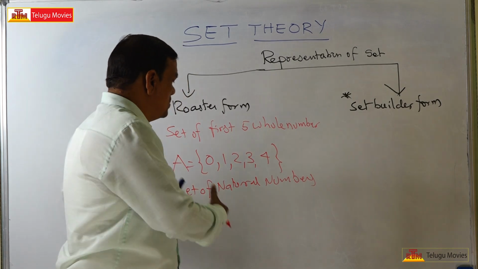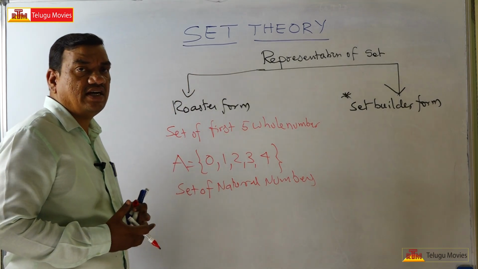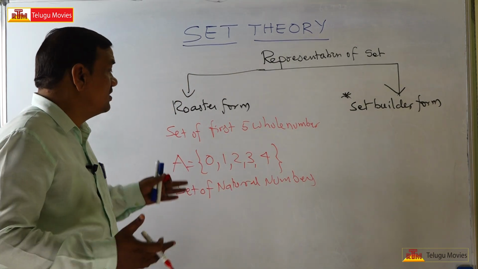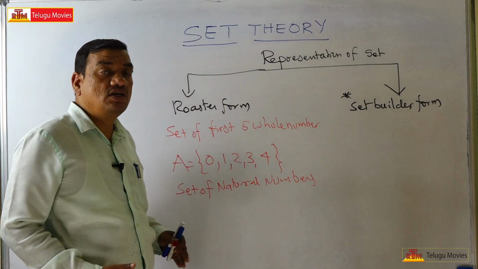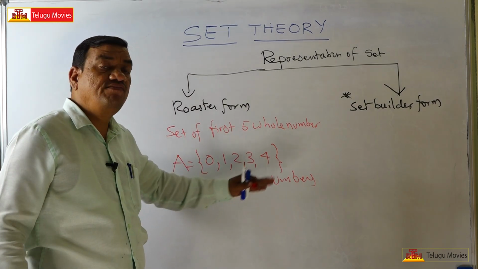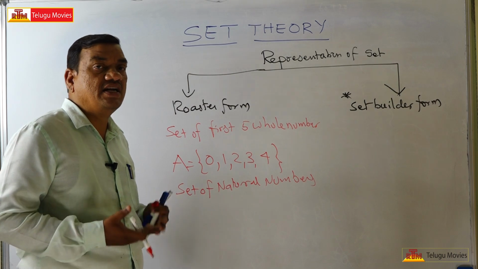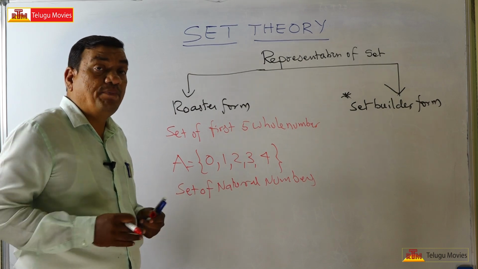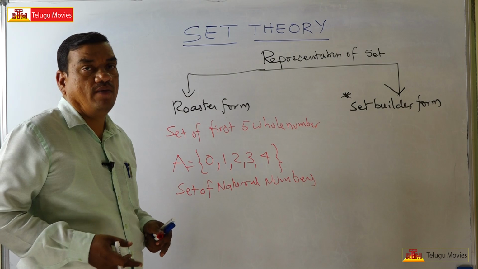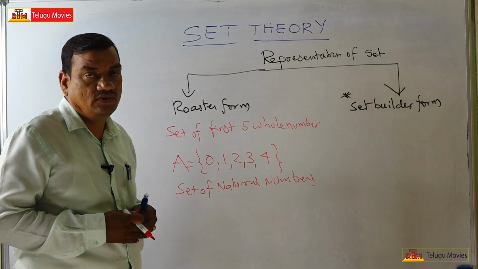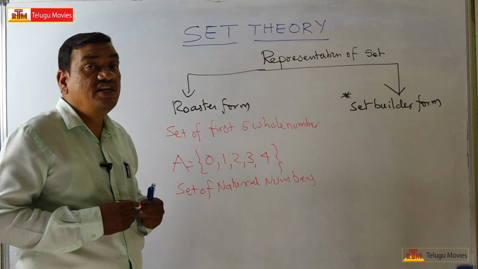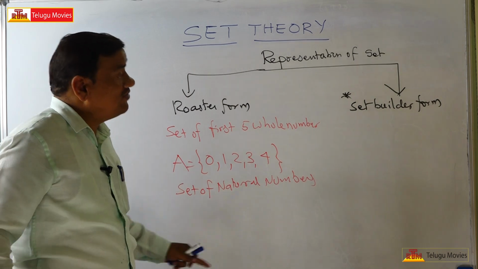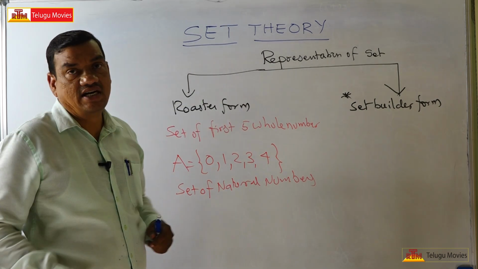Now if there are so many elements in a set, for example 25, 30, if I say the set of first 50 whole numbers, can you write the 50 whole numbers in a set? We can write it, but if you represent this in a short form, that will be very easy to understand. So that will be given in the set builder form.